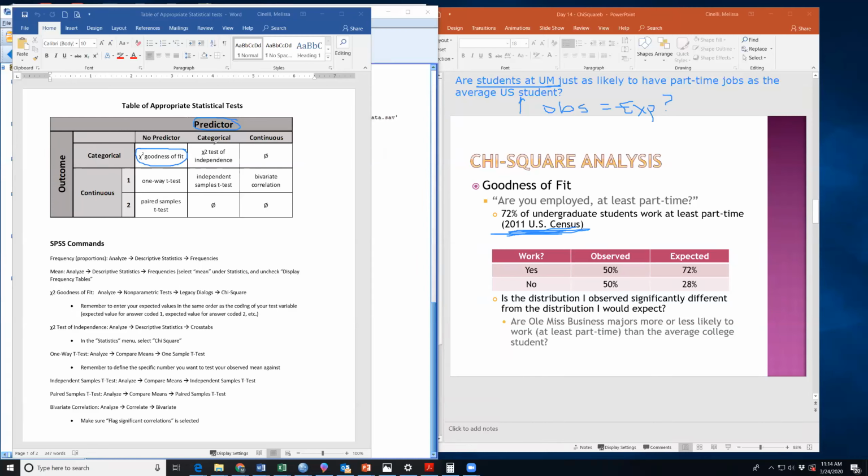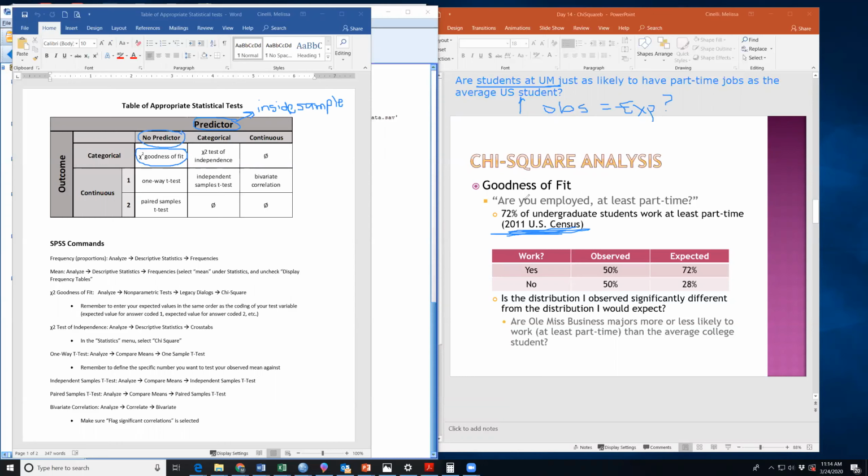And when we have a situation like that, we don't have a predictor variable, all right? Because the predictor has to come from inside the sample. We have to use data that we collected from our sample to divide that sample into groups. In this case, this is not coming from inside of our sample, so we have no predictor.